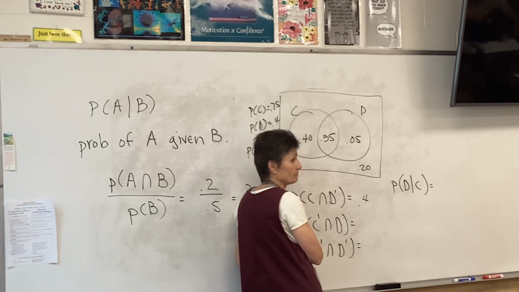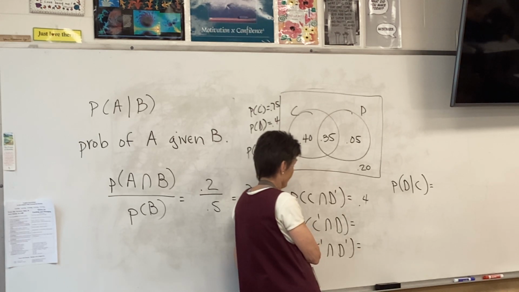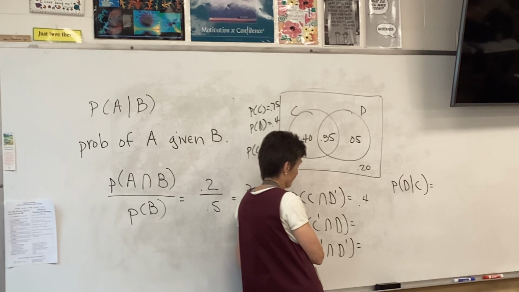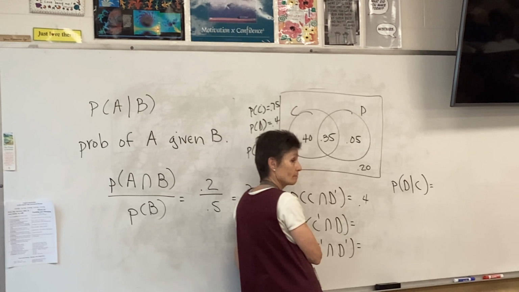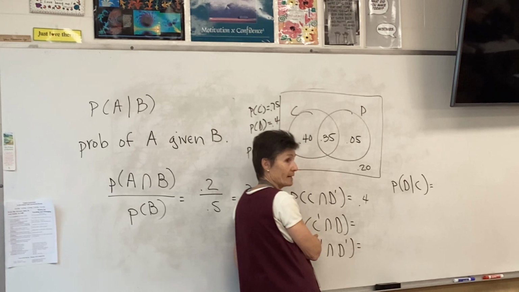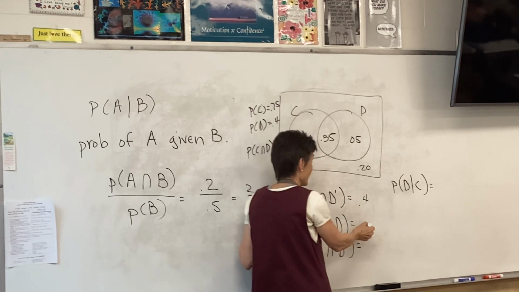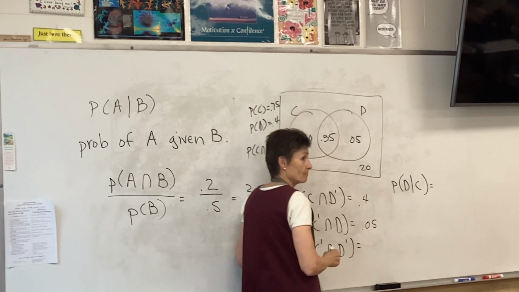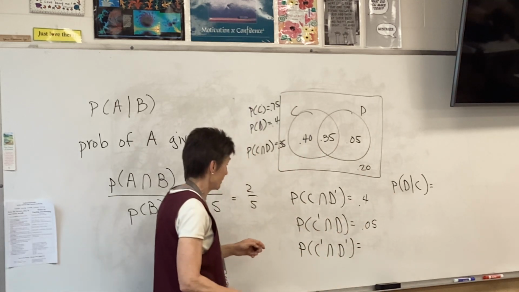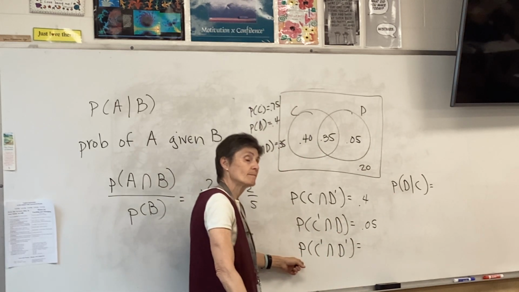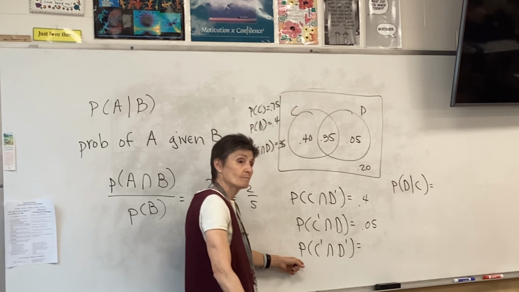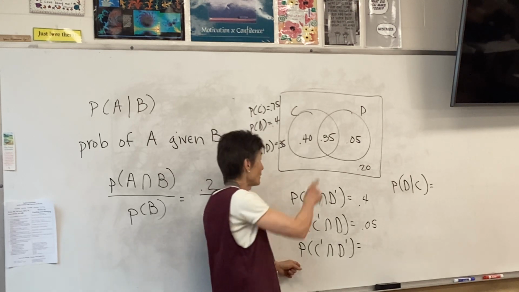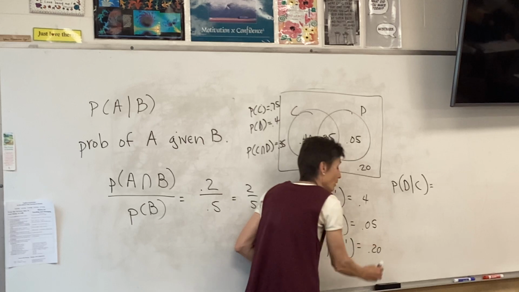What's this one? I like D, but I don't like C, so isn't that one 0.05? What's this one? Don't like either one, we already calculated that, that's 0.20.